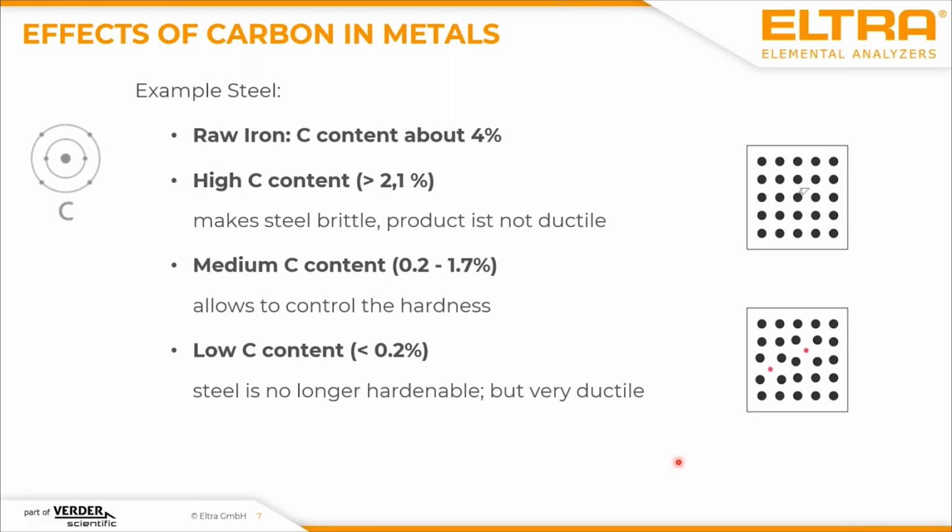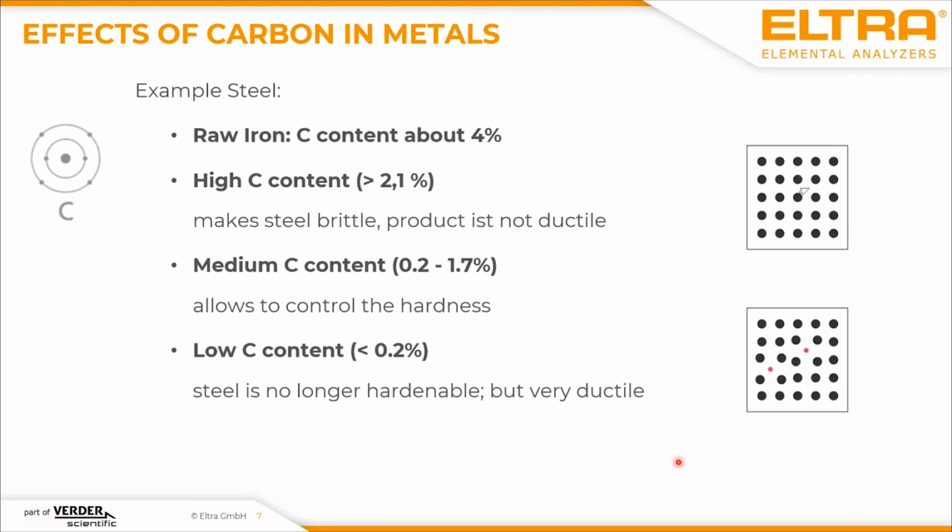High carbon steel, larger than 2.1%, is very brittle. The product is not ductile at all, but it's a very hard type of steel. If you control the carbon content between 0.2% and 1.7%, you can control the hardness.